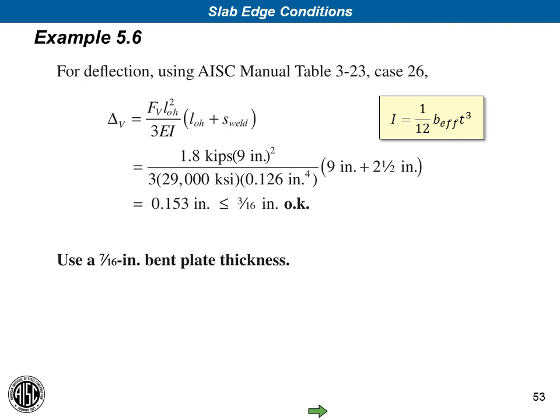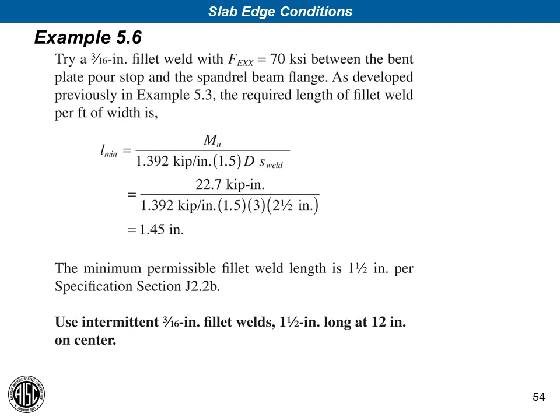And we also want to compute the vertical deflection of the bent plate. Again, neglecting the contribution from the slab itself, and we find that's about 0.531 inches, which is less than 3/16. So for our example here, we're going to use a 7/16 inch thick bent plate. Now we need to design the welds of the 7/16 bent plate to the spandrel beam flange.